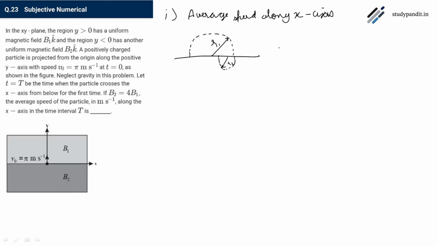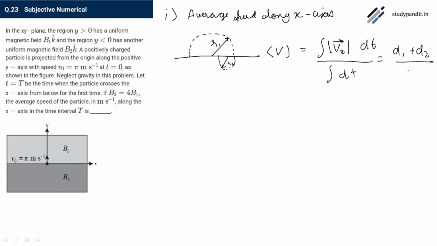So average velocity is given by integral of mod Vx dt divided by integral of dt, which gives us d1 plus d2 by t1 plus t2.